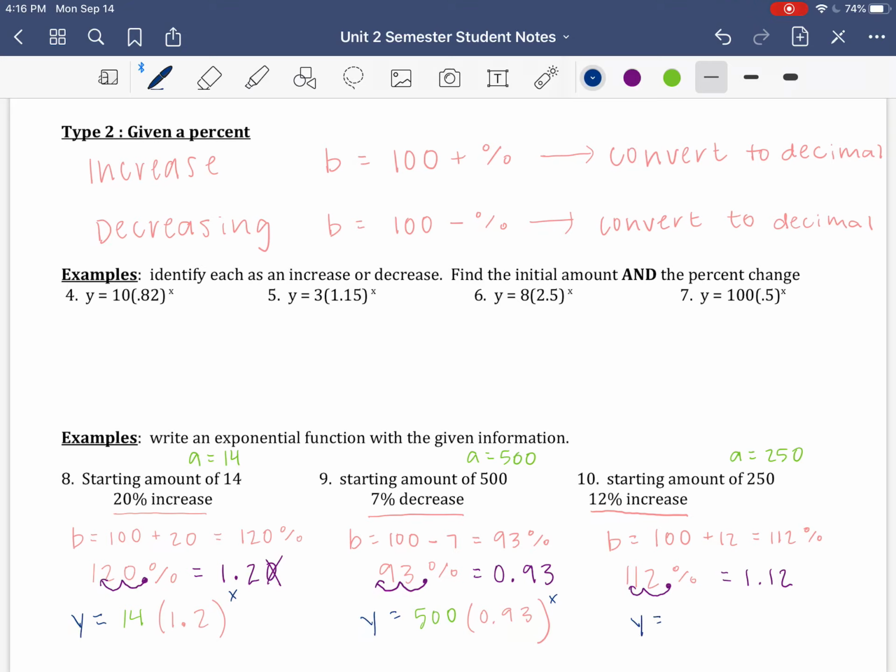So our equation would be y equals 250 times 1.12 to the x power.